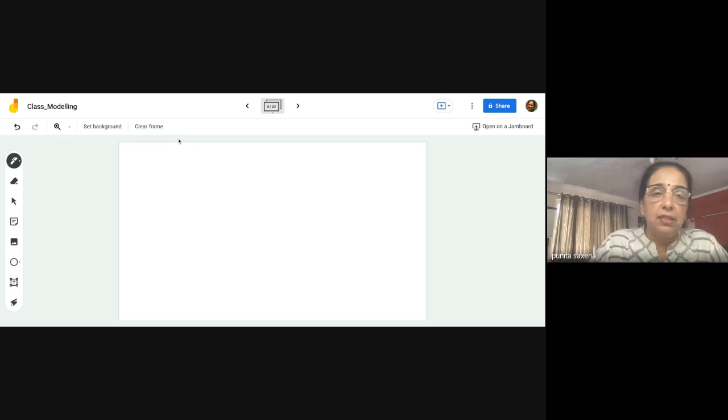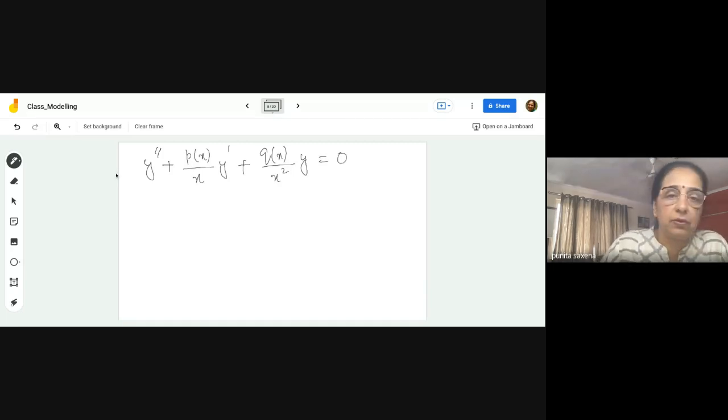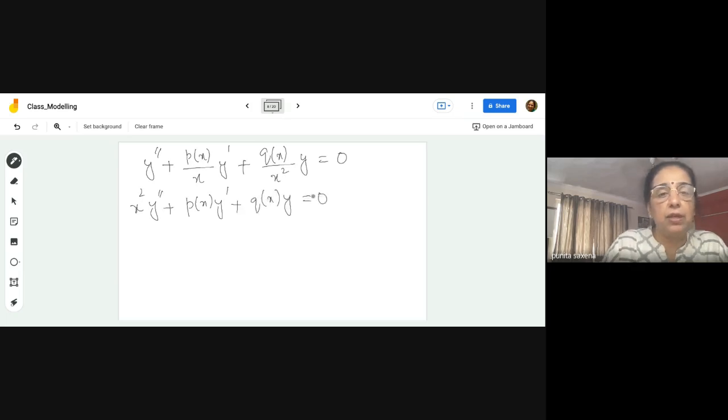Okay. See, our differential equation is something like this: y double dash plus q x upon x square y equal to 0. Or in case you want to write it in a simplified form, it is something like this: x square y double dash plus p x y dash plus q x y equal to 0. This was it, right? Okay. Now, we are assuming two things here. Number one, that x equal to 0 is a regular singular point.